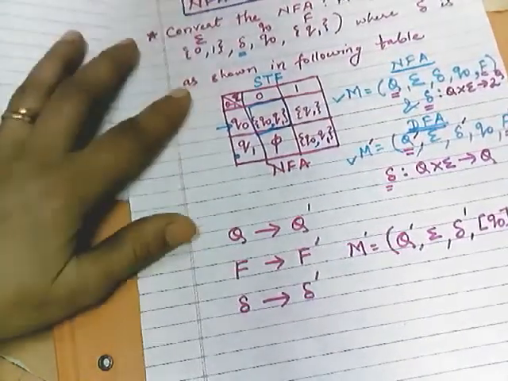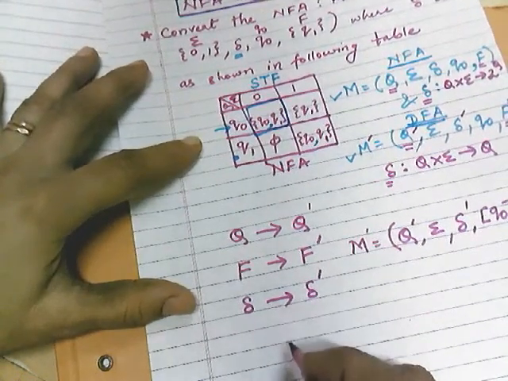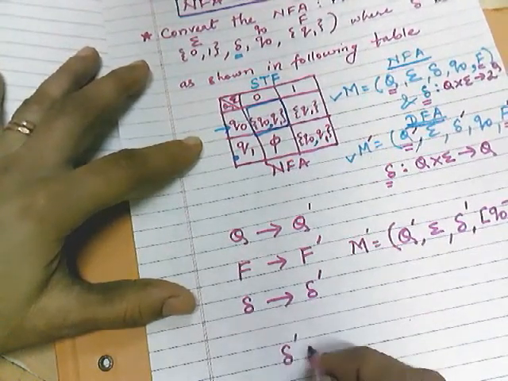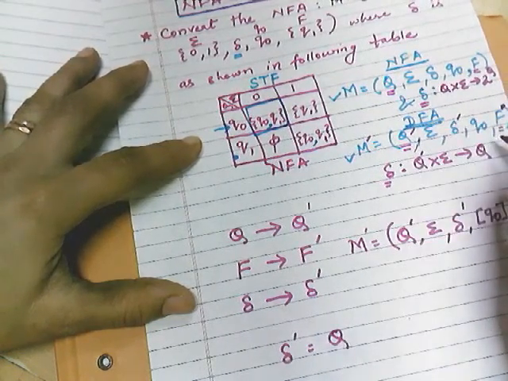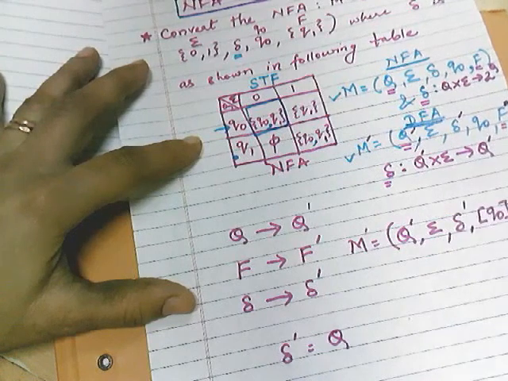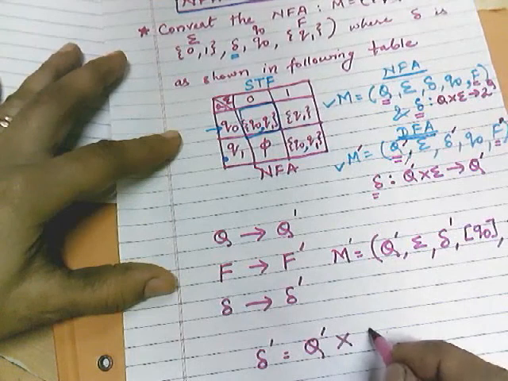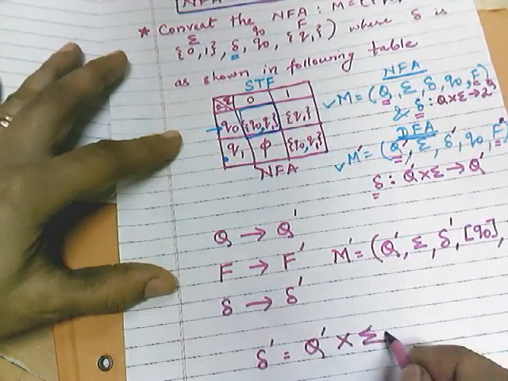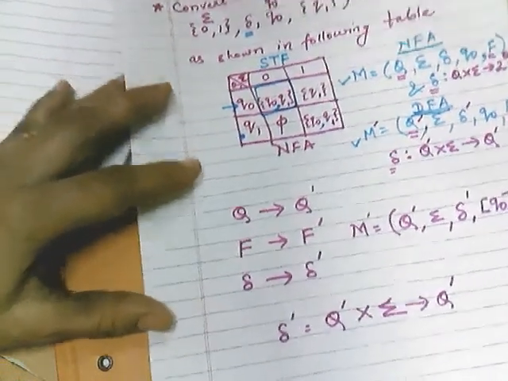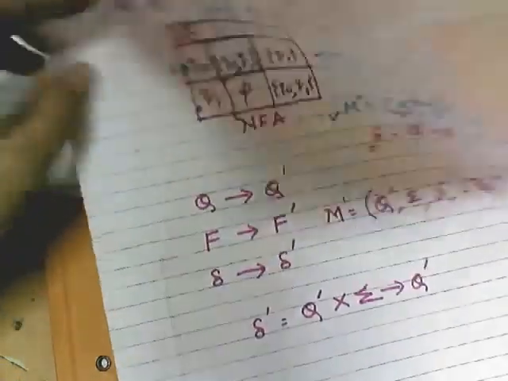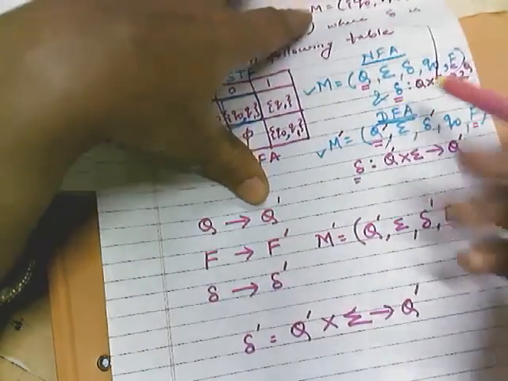Now how to find this? The very first thing is, as we have seen, delta' will be what? Here Q' into sigma will be moving to Q'. That change will be there. So I will write here Q' into alphabet will give you a new set of states, which is not the same as it is for the NFA.